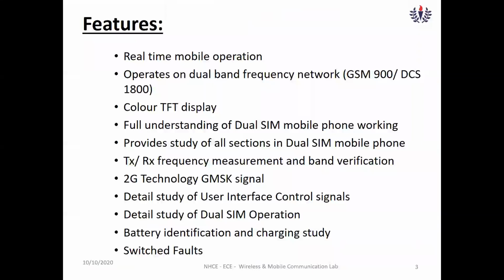The feature of this particular trainer kit is that it has a real-time mobile operating unit, so that we can understand the signal transmission and reception and other voltage readings we can obtain when the mobile is in different modes of operation. And it operates on a dual band frequency network. It is a GSM mobile phone. GSM means Global System for Mobile Communication, and it operates in two frequency bands. One is 900 MHz and another one is 1800 MHz.